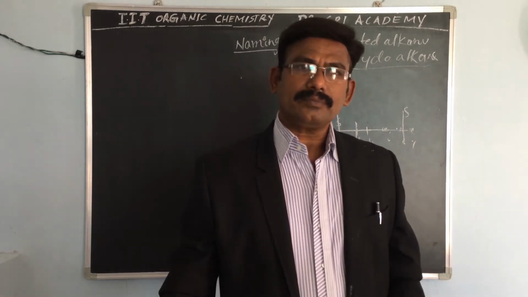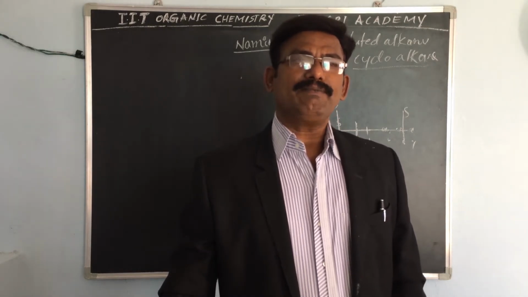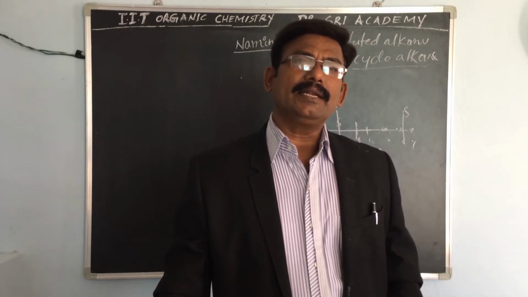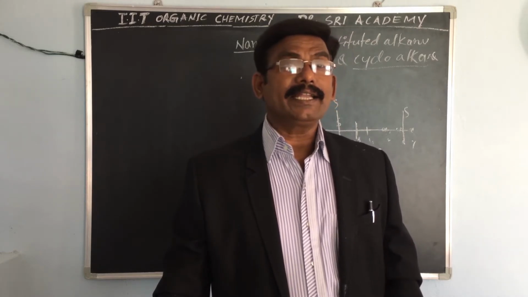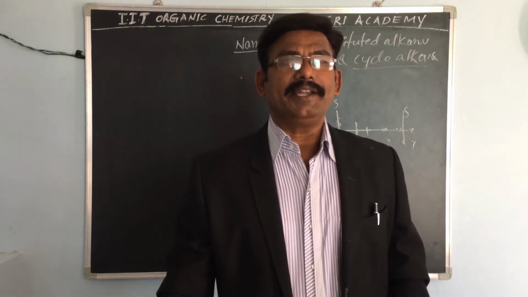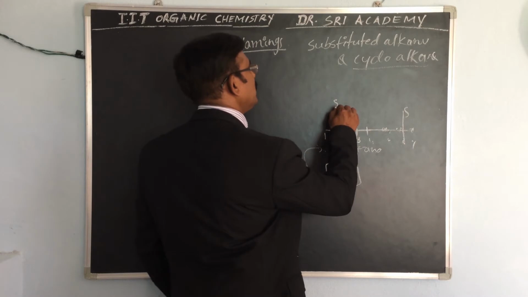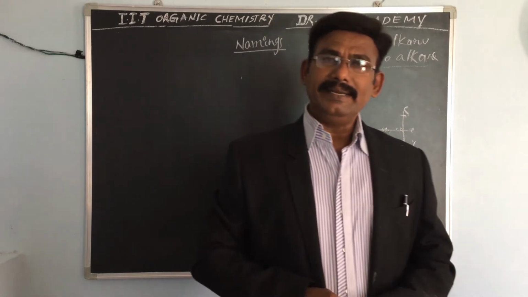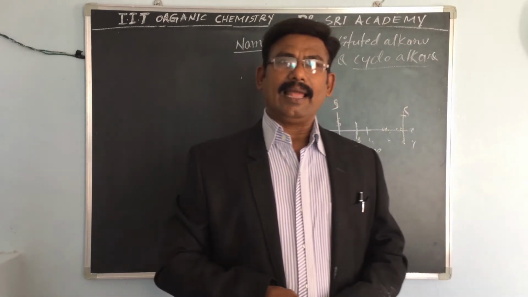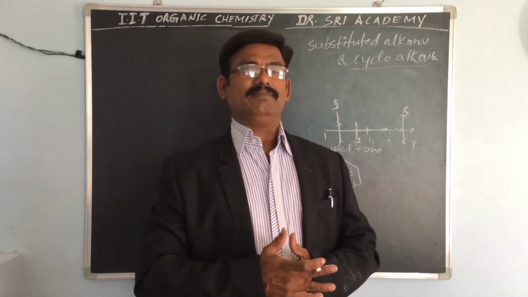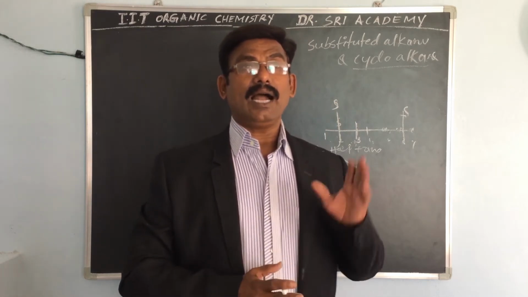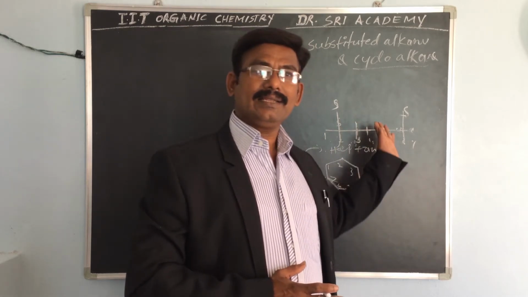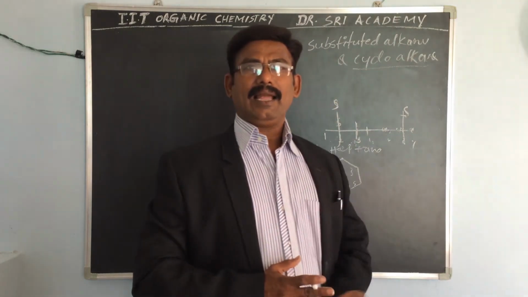For example, we have to see the identical groups. What can we do? If an identical group is there, for example the same substituent appears twice, then we have to give di, tri, tetra like that. If two identical ones are there, di. If three are there, tri, tetra, like that.